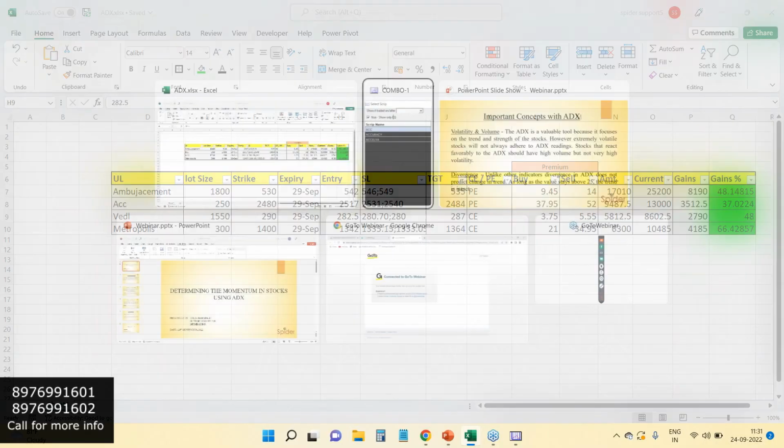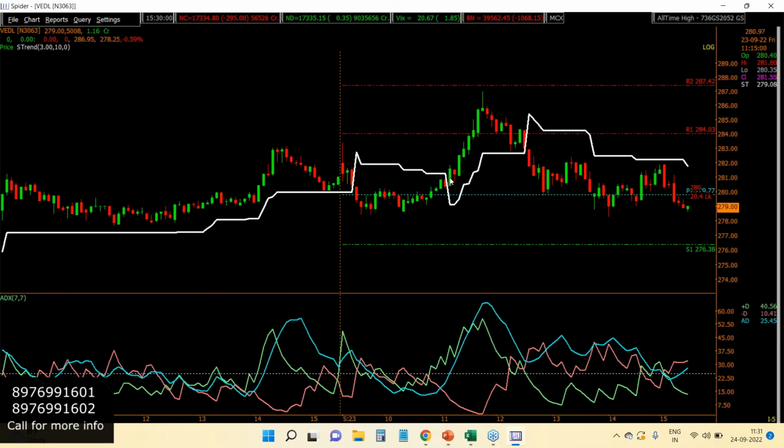Why? As you can see here, the entry was at 282.5. Now this was the candle which indicated that you have to go for a buy trend, because the ADX and the DI were rising at this point. As you can see, the values of minus DI and plus DI. Now you have to wait.